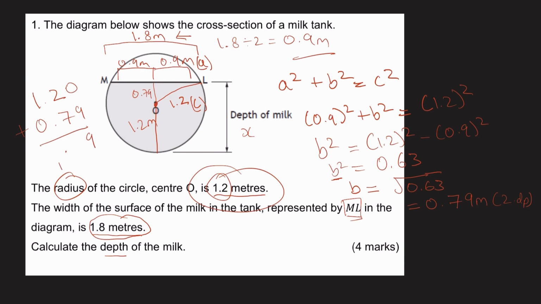So that would be 1.2 plus 0.79, and that will equal, add all these numbers together. 2 plus 7 is not 1, it is 9. Sorry, let's correct that mistake. 0 plus 9 is 9, 2 plus 7 is 9, 1 plus 0 is 1. So the final answer we get is 1.99 meters.